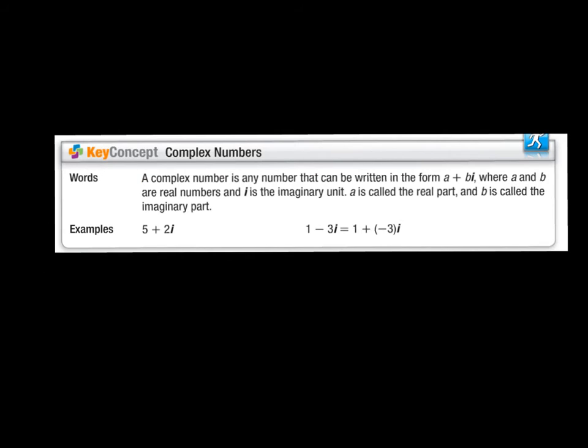So in problems like the one that we were working on earlier in this video, we are going to be needing to use complex numbers. Okay, so a complex number, take a second and write this key concept down.